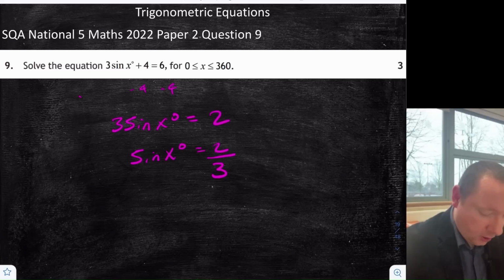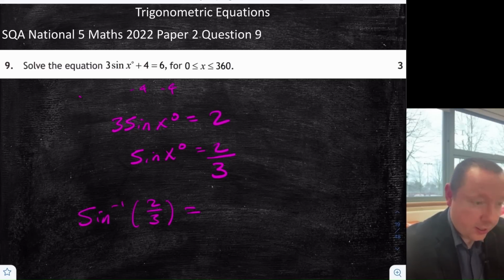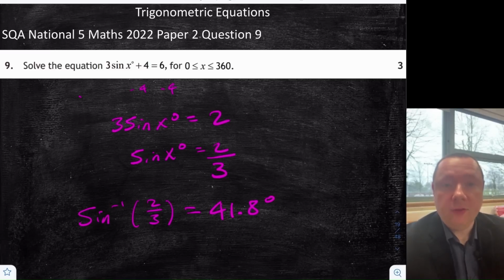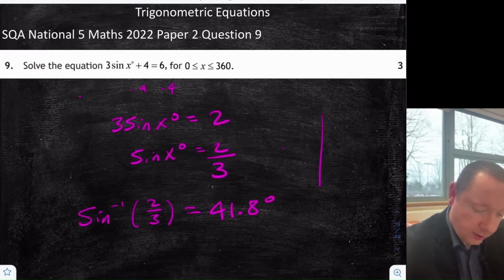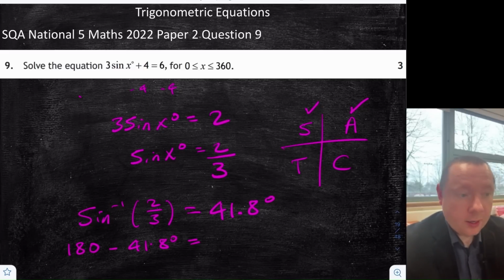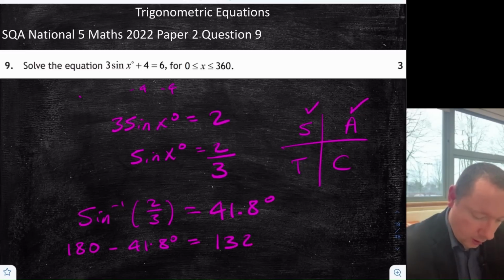So the inverse sine of 2/3, you do the inverse sine of 2 divided by 3 in a calculator, and you get 41.8 degrees. And then you need to find your second value using your CAST diagram. So sine was positive, so it's A and S. So I need to do 180 minus 41.8 degrees, and that gives us 138.2 for our second mark there.